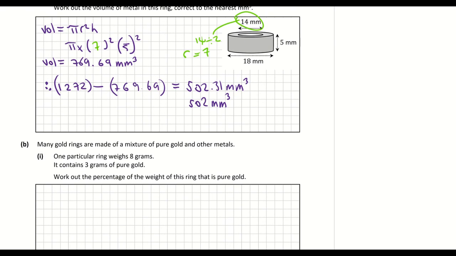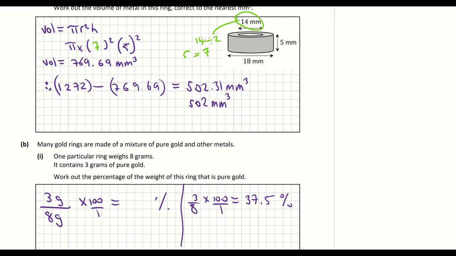Many gold rings are made of a mixture of pure gold and other metals. One particular ring weighs 8 grams. It contains 3 grams of gold. Work out the percentage of the weight of the ring that is pure gold. Well, okay, so we've 3 grams of gold out of 8 grams of mixed metal. Times that by 100 over 1, and that'll give you your percentage. So it's basically 3/8 as a percentage. Turn that into a percentage, we get 37.5%. So not too bad on that front.